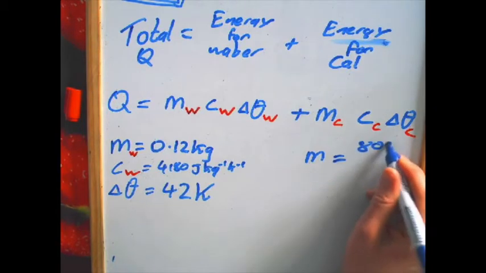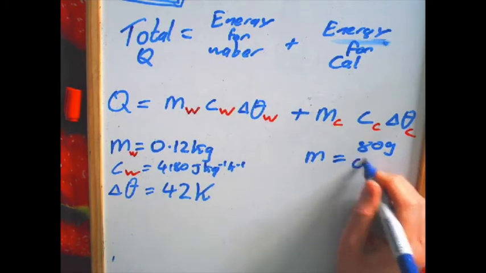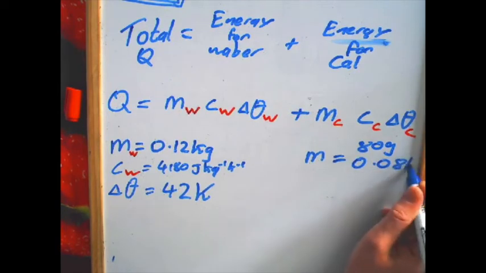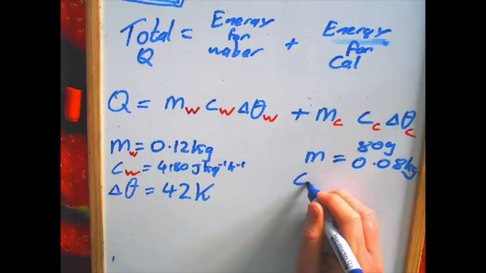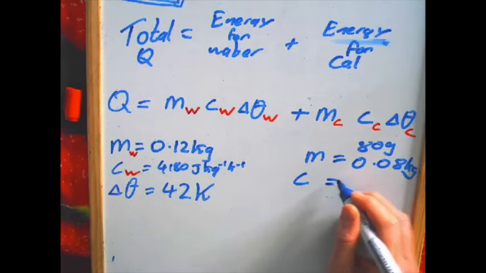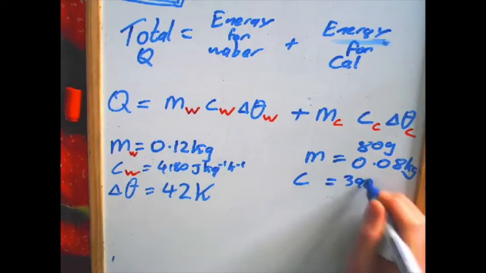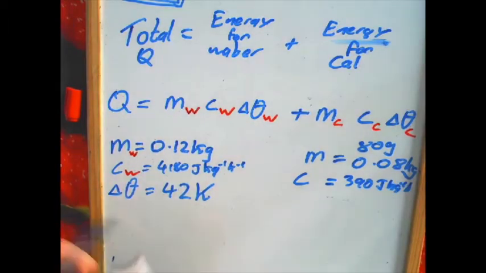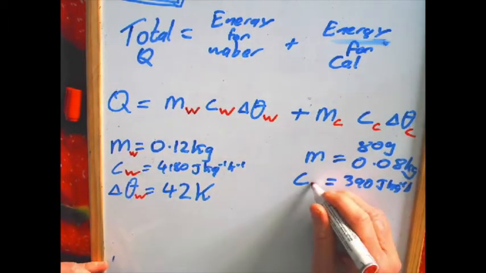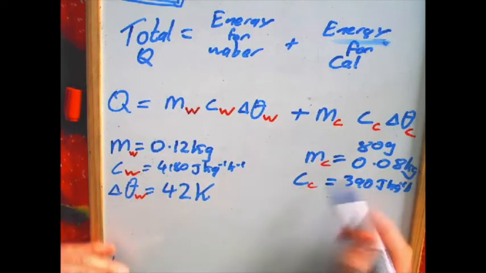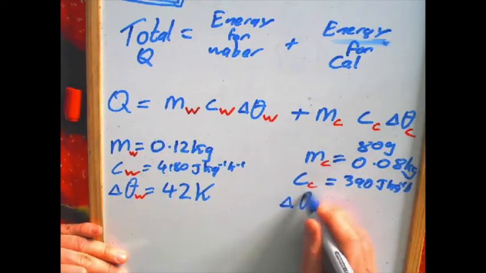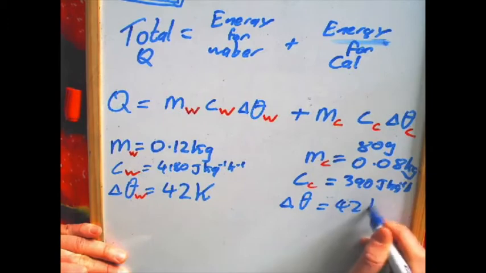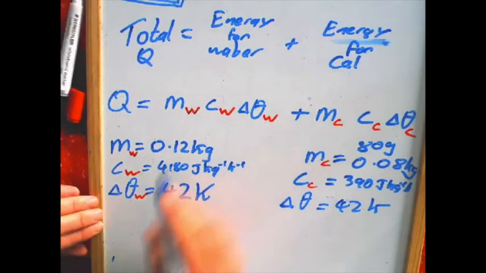And for the calorimeter, the mass of the calorimeter, let's be a little bit sneaky here, is 80 grams again, they're being a bit sneaky. So 80 grams, we don't like grams, we like kilos, is 0.08 kg. The heat capacity of copper is still the same at 390 joules per kilogram per Kelvin. I know the board markers aren't that neat on this.